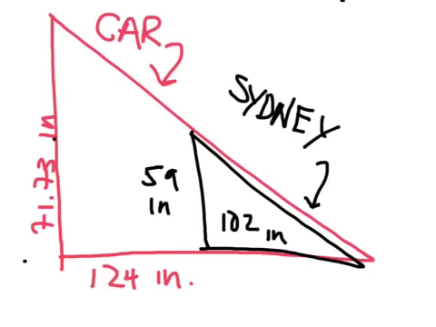Two polygons are similar polygons if corresponding angles are congruent and corresponding side lengths are proportional. An example of two similar triangles is the car and its shadow, and me and my shadow.